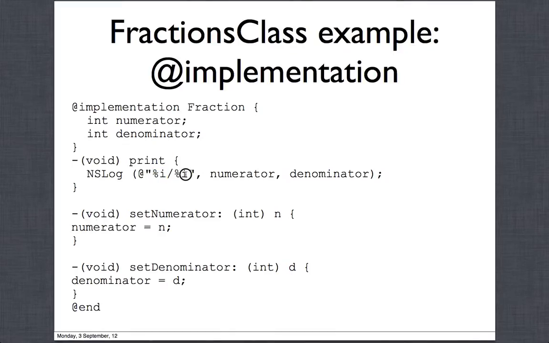And the way you do it here is exactly the same as you did in C. You say, I'm going to have an integer and another integer, and then you put those integers after a comma in the same order. And we're using the same NSLog function to put this thing on the screen. And two functions that are identical to set those two numbers. So we're taking an integer n and we're saying the numerator should be equal to n. And do the same for the denominator, and here's the end.